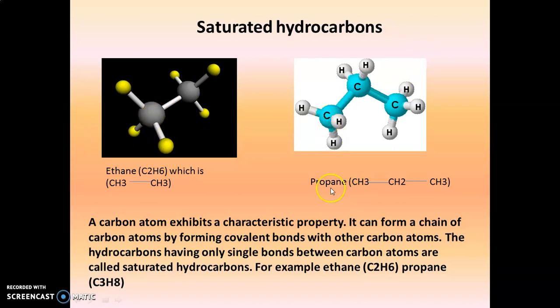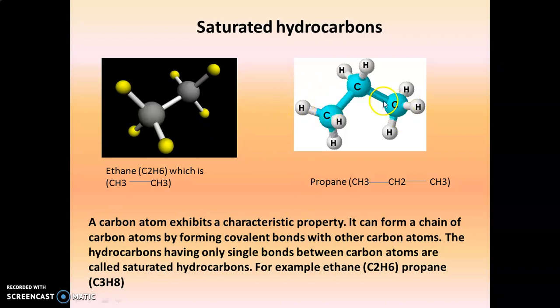Same like this we have propane, which is CH3, CH2, CH3. Now let's see what this CH3 is. CH3 means one carbon atom and 1, 2, 3 hydrogen. Then a single bond. Then we have the second carbon atom C, which has two hydrogen atoms, 1 and 2. And then we have the third carbon atom with 1, 2 and 3 hydrogen. So everywhere you will see a formation of single bond. Such types of compounds are called saturated hydrocarbons.